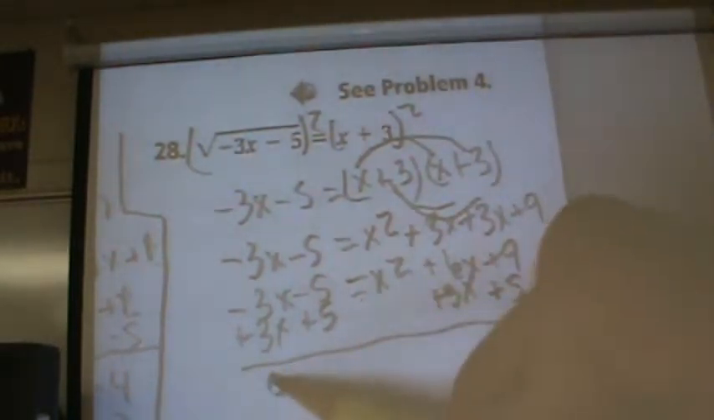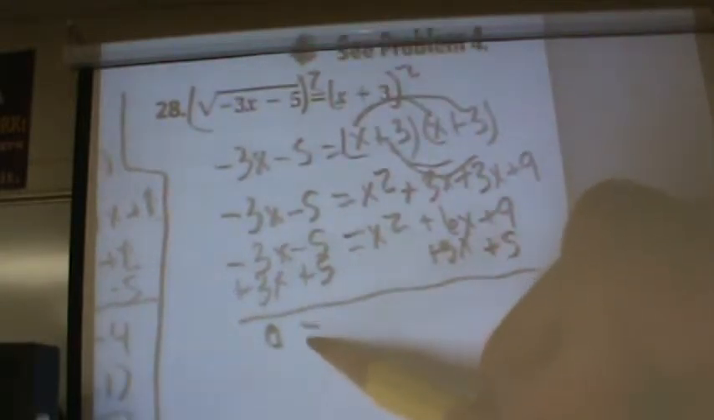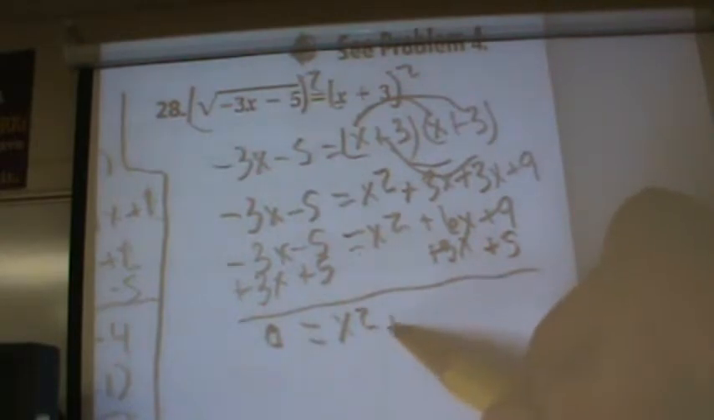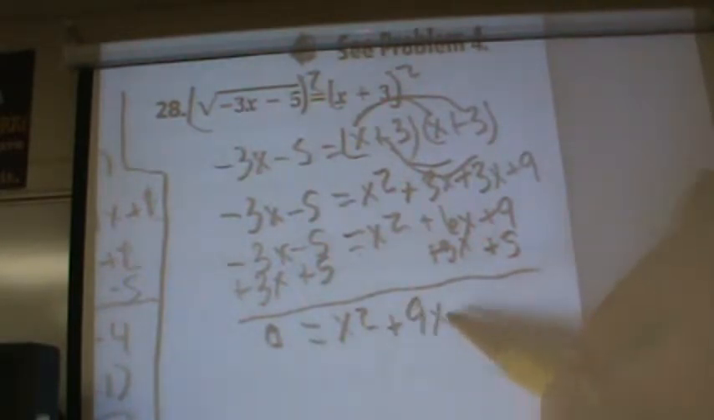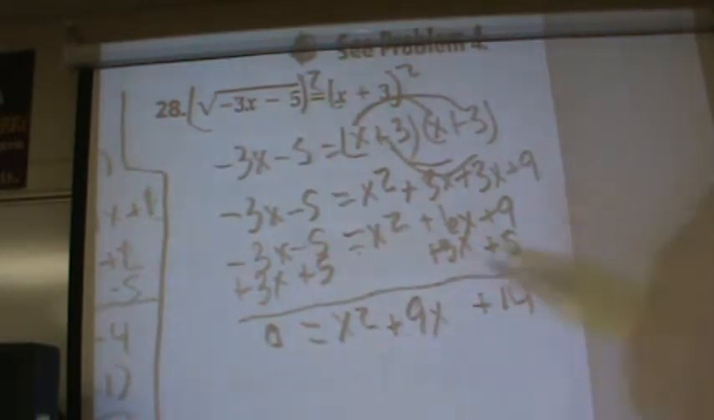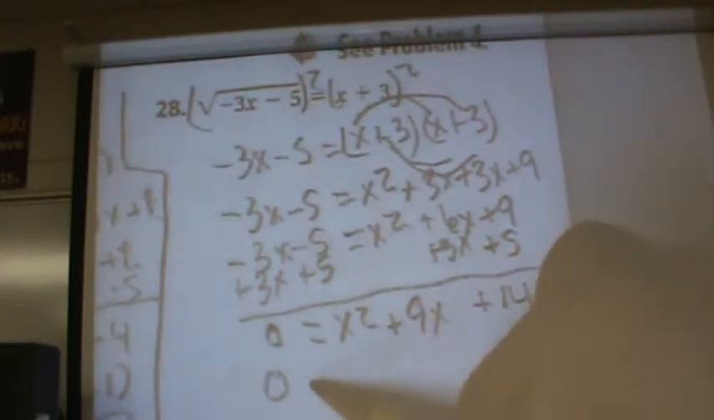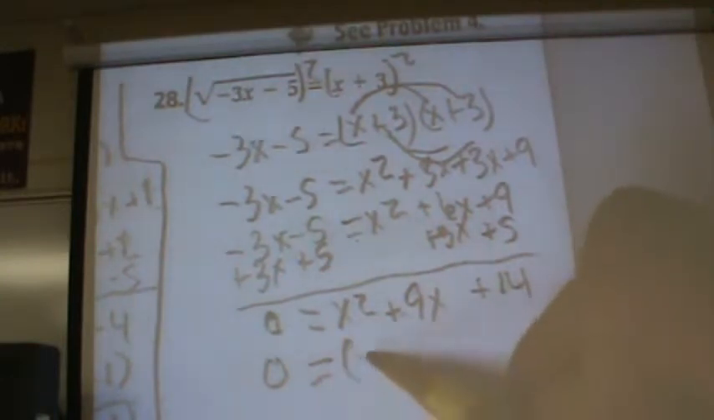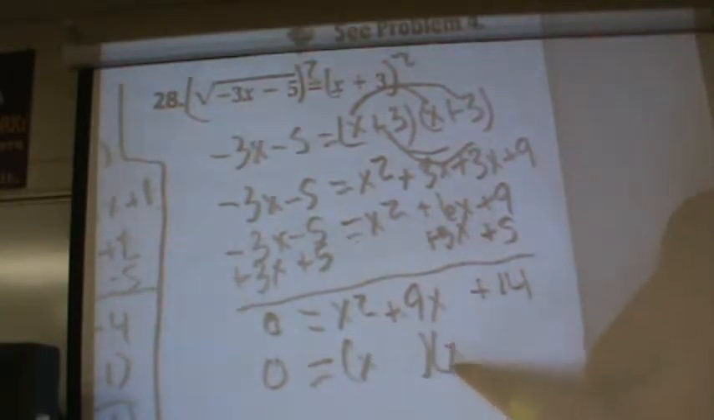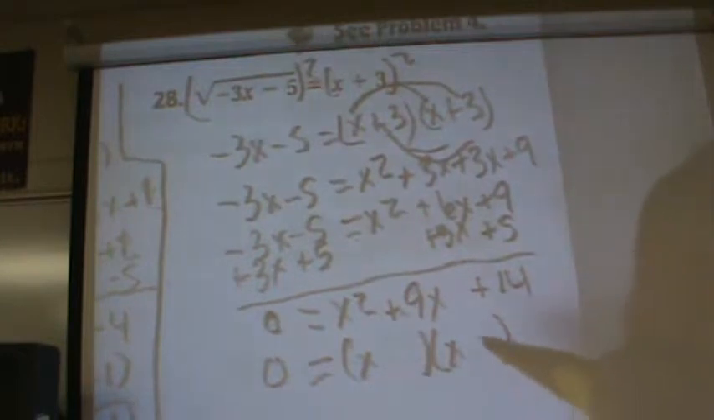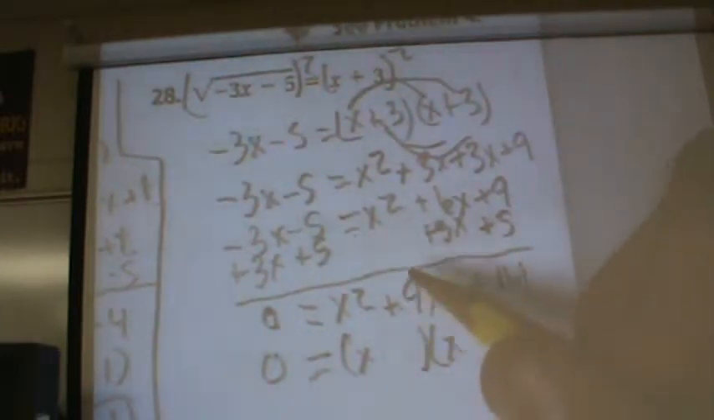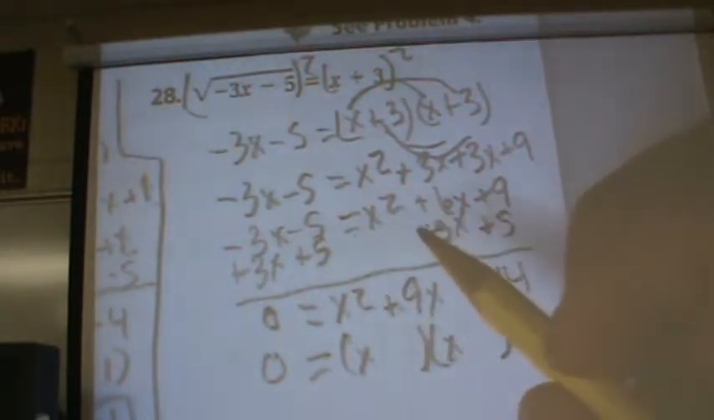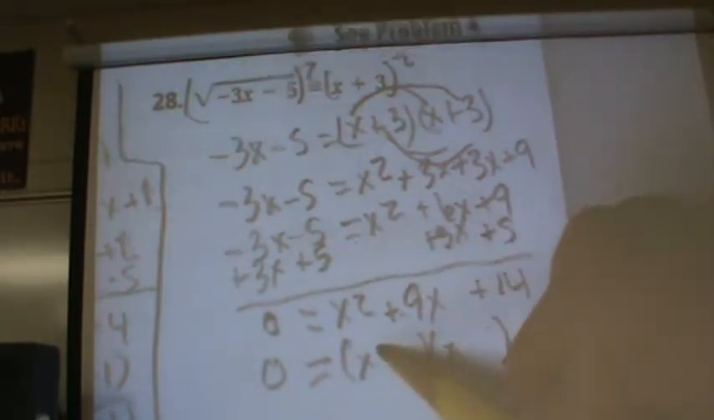And then get rid of this, so you would add 5 to 9 and add 3x to 6x. And that would be 0 equals x squared plus 9x plus 14. And then set it up, and you want to find what times to this and adds to that. Should be x, and that would be 2 and 7. So 2 times 7 is 14, and 7 plus 2 is 9. So it would be x plus 2 and x plus 7.